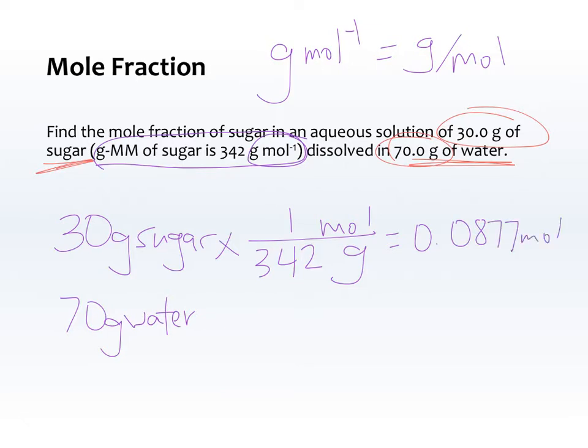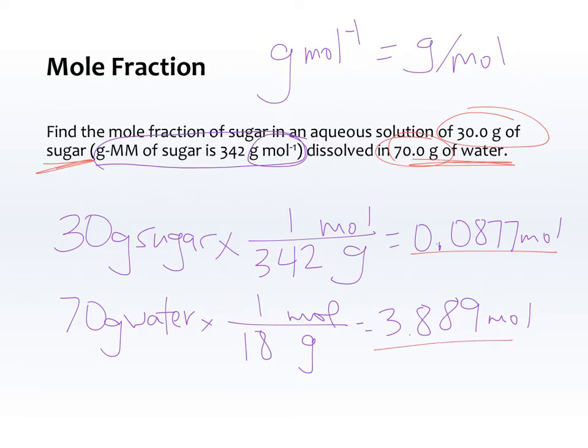Quick calculation tells me that 0.0877 moles of sugar are in this solution. For the water, we're going to do the exact same thing. We're going to change the grams into moles. And for water, the molar mass is 18 because it's H2O, which is 2 plus 16. So quick calculation says 70 divided by 18 is 3.889 moles.